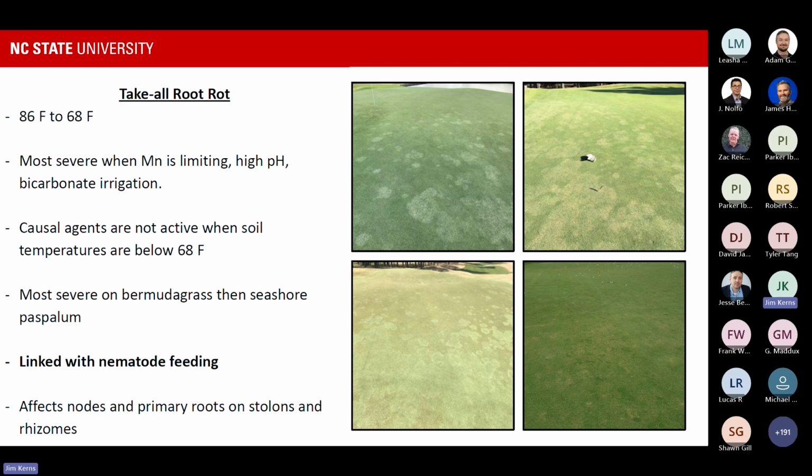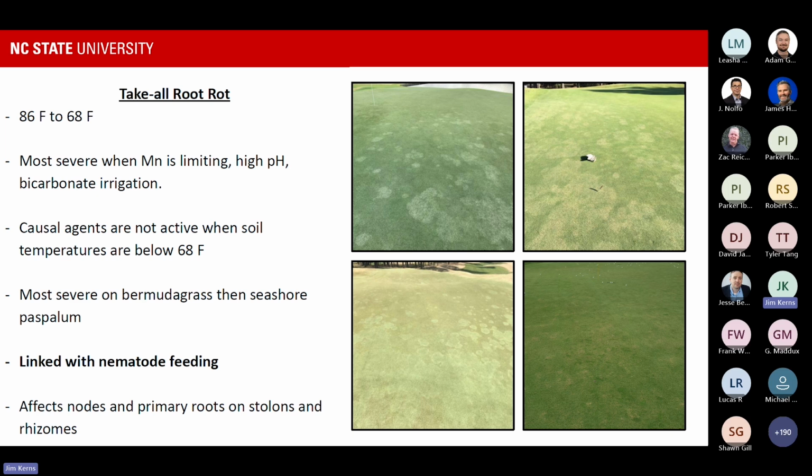Okay. It's most severe when manganese is limiting with high pH and seems to be associated with bicarbonates in the irrigation water, right? Here's the frustrating thing: if you look at this, you could see this in January or February, and you'll send in a sample, we'll find the pathogen, and people get really upset because we'll say, there's no point spraying anything.